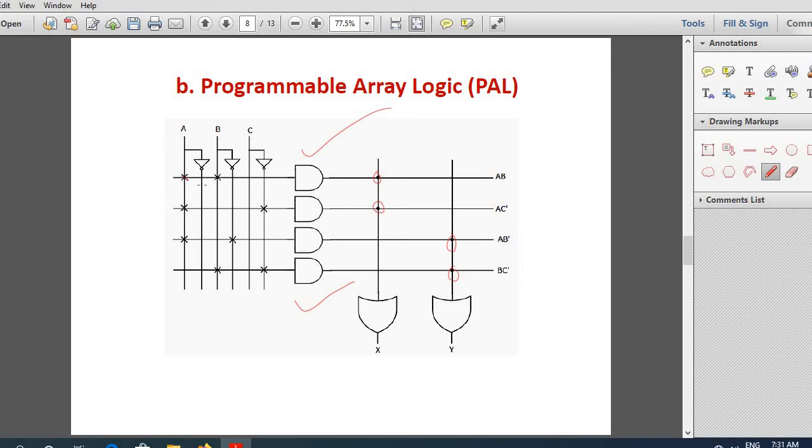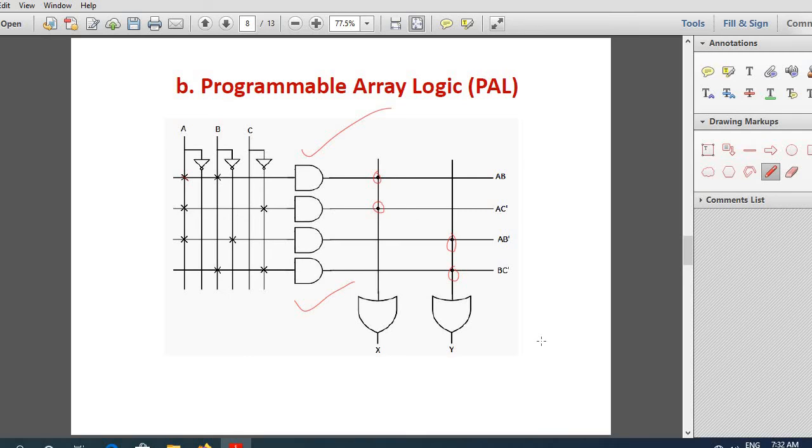So putting a cross means that your fuse is fixed, or there's no blowing off. The others are shown as blown off. So only A and B is not blown off. It is remaining intact to produce AB. Similarly, you can produce the others. So this is the difference between PROM and PAL.